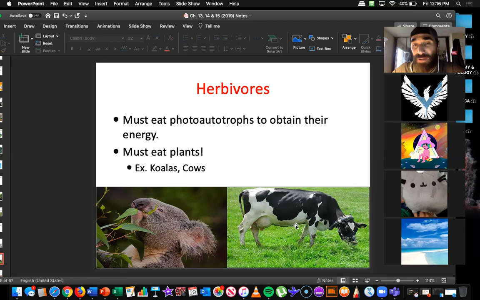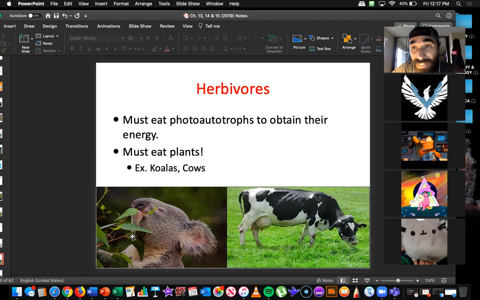Koalas, anyone know a fun fact about koalas? They're slow. Are they dangerous? Do you know what koalas eat? Yeah, just leaves. The acacia. It's not just any leaf. Cool leaves.